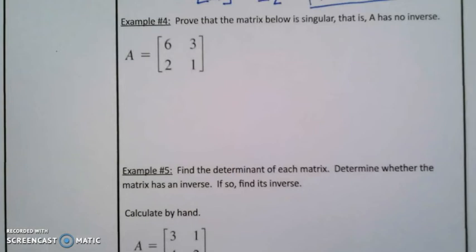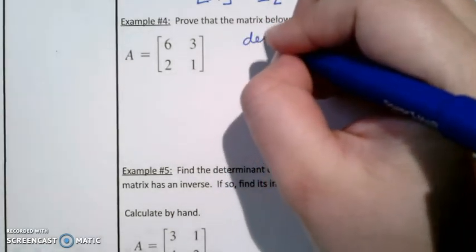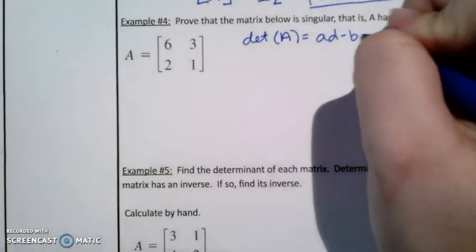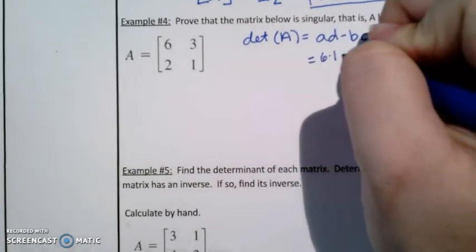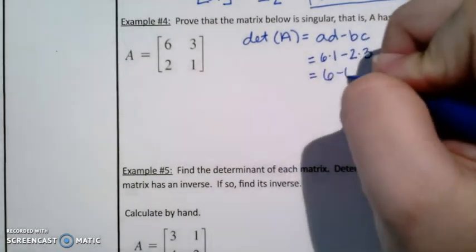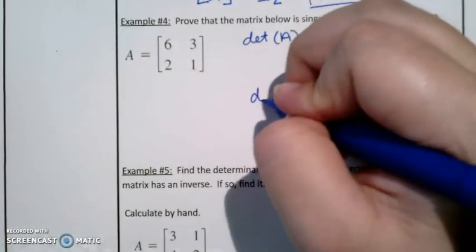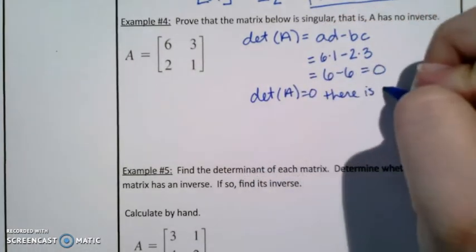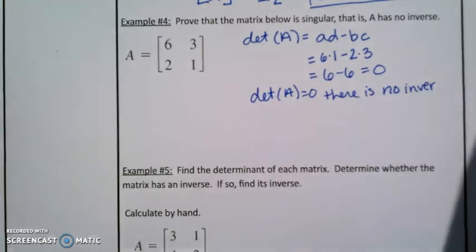For example 4, we want to prove that matrix A is singular. That means that it doesn't have an inverse. So let's go ahead and try to find its inverse. Remember, in order to find its inverse, we need to find the determinant. So the determinant of A was AD minus BC, which would be 6 times 1 minus 2 times 3, or 3 times 2, which is 6 minus 6, which is 0. And the determinant of A equals 0 means there is no inverse, because we would end up with 1 divided by 0.